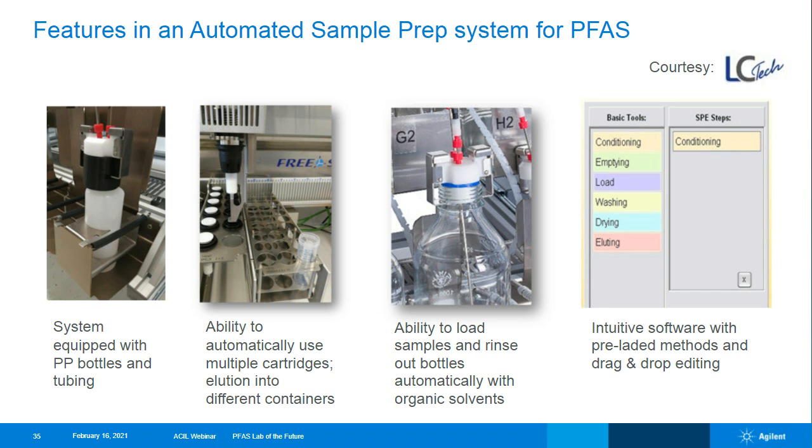Well, the system is equipped with polypropylene bottles and tubing to make sure there's no background coming from PFAS, at least from the instrument. It also has the ability to automatically use multiple cartridges and elution into different containers. This makes it critical when you're looking at flexibility of different matrices, but also different kinds of PFAS having to be analyzed. The ability to load samples and rinse out the bottles automatically, so there is no requirement of manual input or labor in here. And then, of course, finally, what's critical is having intuitive and simple software with preloaded or drag and drop editing that makes it really easy to make changes on the fly if required, while at the same time having robust and routine compliance methods to make sure they can run without intervention.